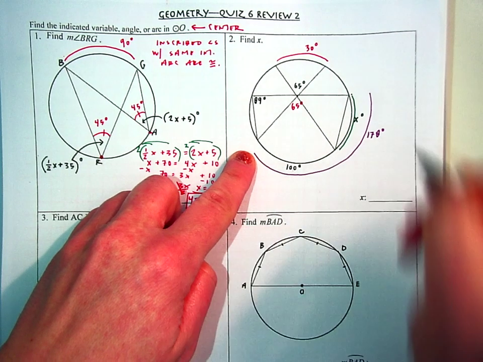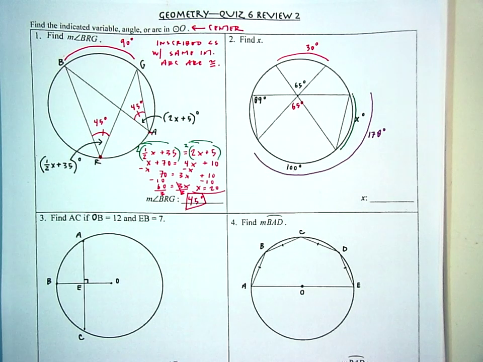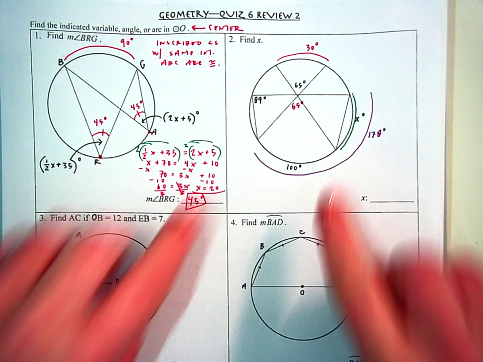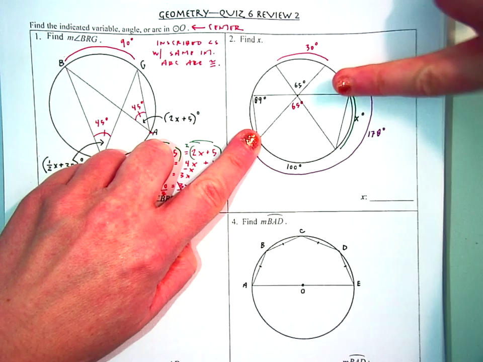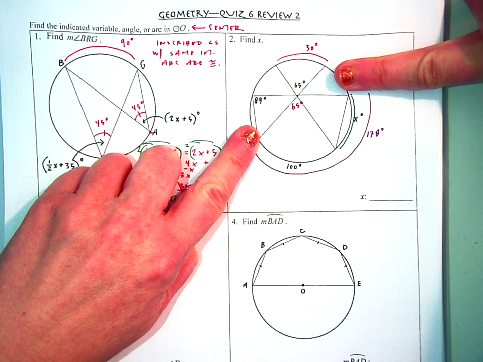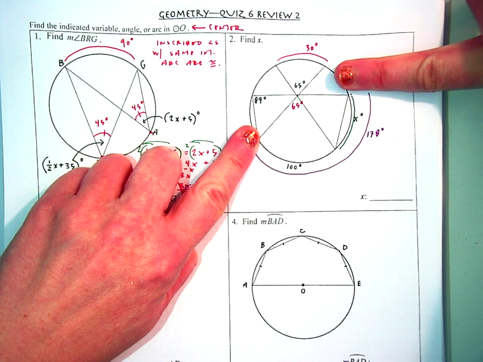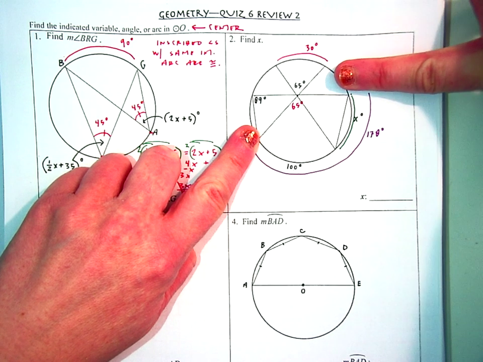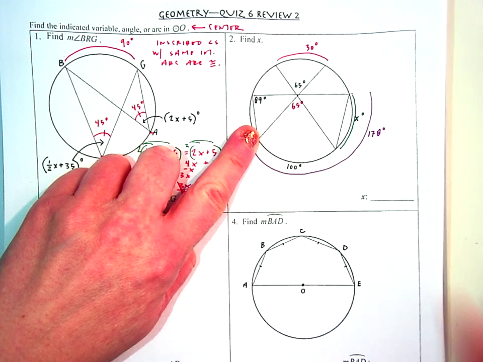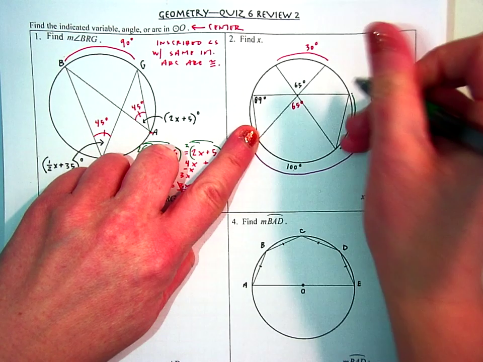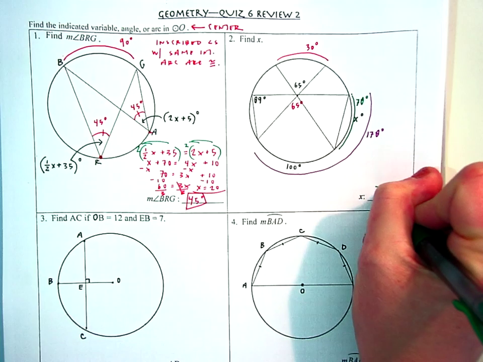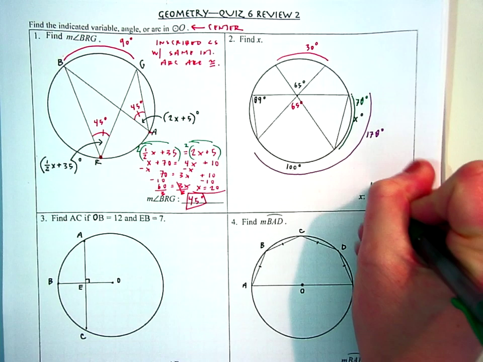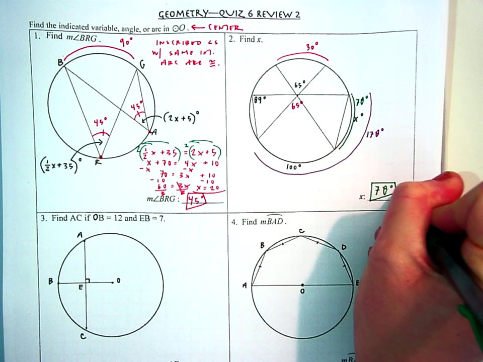And now I actually see, oh, that helped me. That's actually what helped me more than anything, because if I know that from here to here, this minor arc is 100, and I know that from here to here, this minor arc is 178, then I just need the difference between them to get to x. So 178 minus 100 gets us 78 degrees right here. So x is 78.